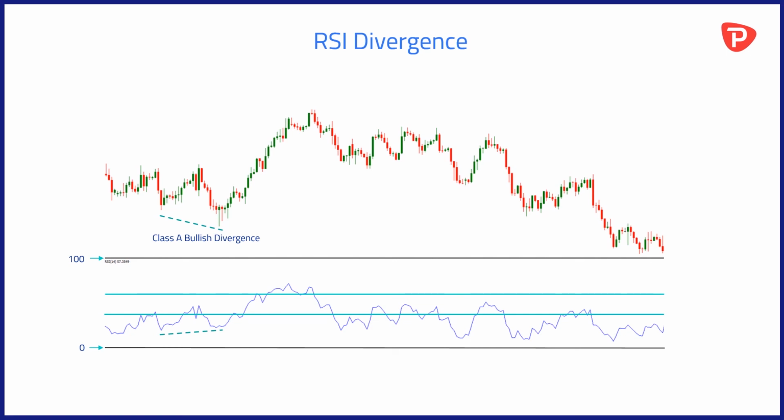Over in the middle of the chart, you can see that price has made a new higher peak, and the RSI indicator has failed to follow, making a lower peak at around the same area. This can be labelled Class A bearish divergence. Finally, on the right of the chart, you can see that price has made a lower trough, and the RSI indicator has failed to follow, making an equal trough at around the same area.